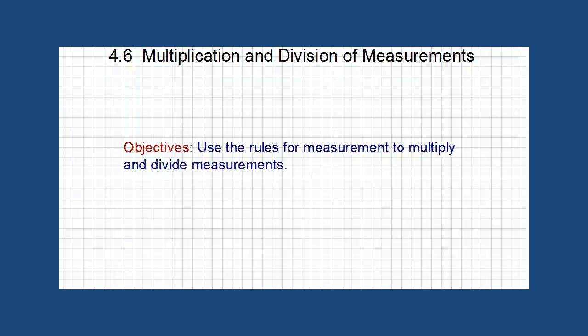So, steps for multiplying or dividing measurements: first, multiply and or divide the measurements as usual. Second step, round the result to the same number of significant digits as the measurement that has the least number of significant digits. That is, round the result to the same accuracy as the least accurate measurement.